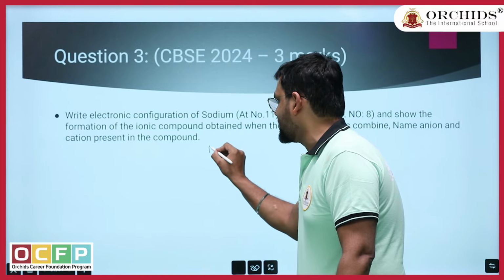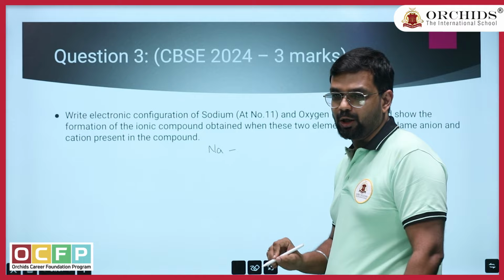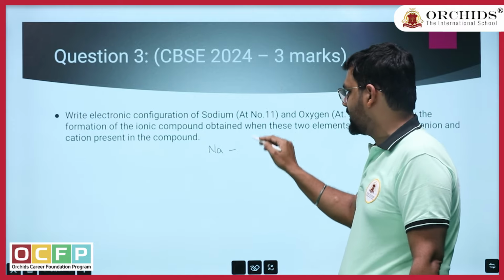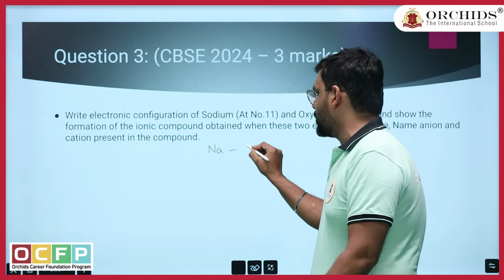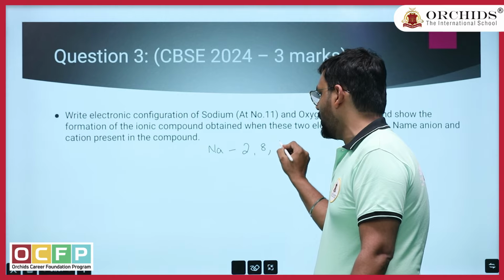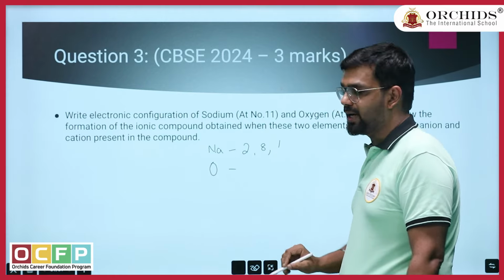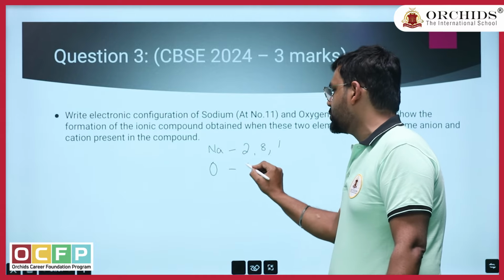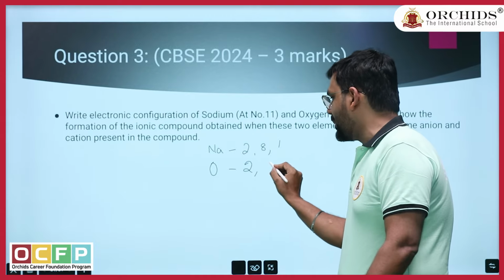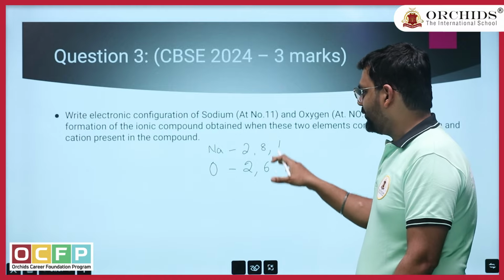So sodium, the symbol is Na. What is the electronic configuration? It has 11 electrons in the overall shells. So it is basically 2, 8 and 1. And even oxygen, what is the electronic configuration? It has 8 electrons. So the electronic configuration is 2, 6. So what can you identify from these two?